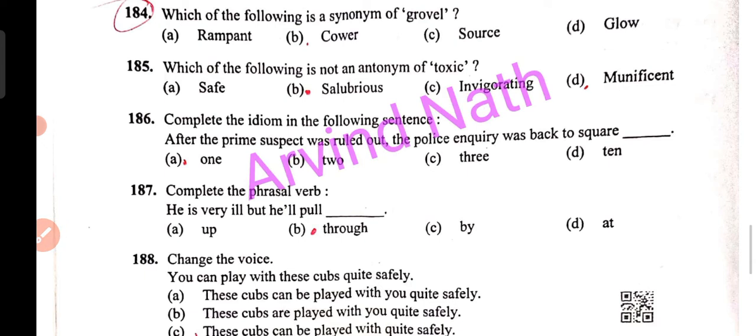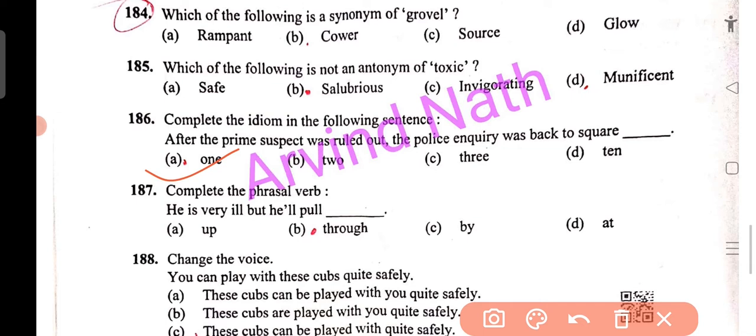Now 186: complete the sentence. After the crime suspect was ruled out, the police inquiry was back to square one. Now 187, complete the phrase: 'He was very ill but he pulled through.'